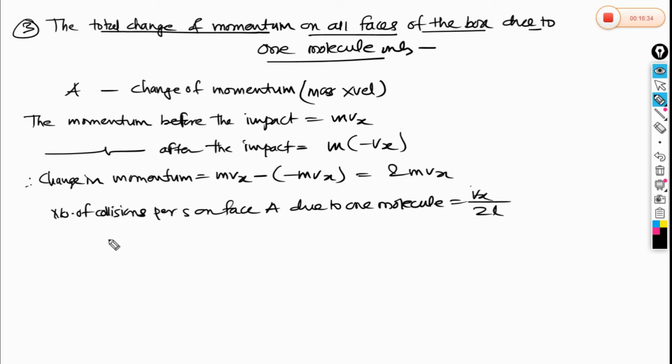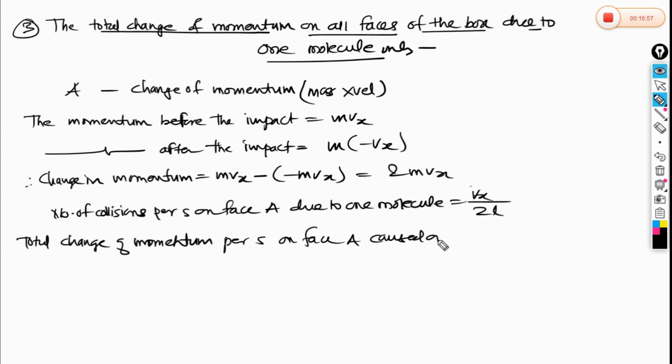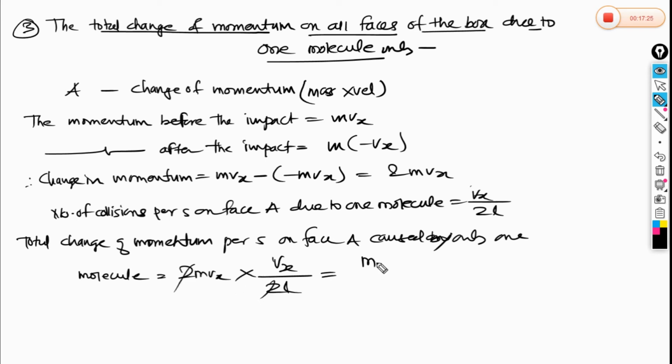Okay, therefore total change of momentum per second on face A caused by only one molecule is equal to 2mVx into Vx divided by 2L, which is equal to, the 2 and 2 will cancel, mVx square divided by L. So this is the total change of momentum per second on face A caused by only one molecule.